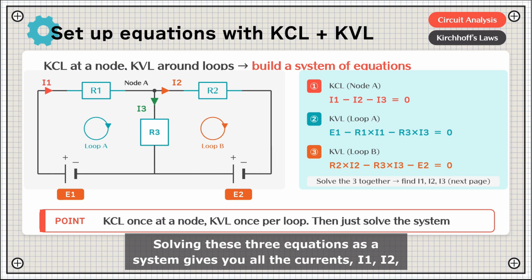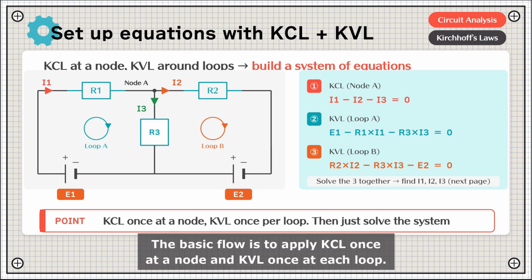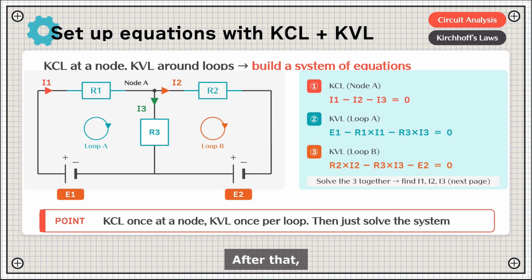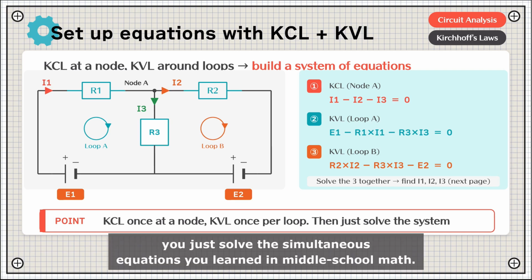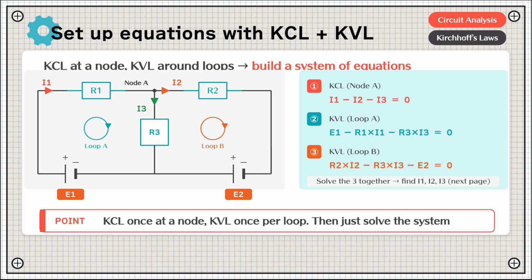Solving these three equations as a system gives you all the currents, I1, I2, and I3. The basic flow is to apply KCL once at a node and KVL once at each loop. After that, you just solve the simultaneous equations you learned in middle school math.